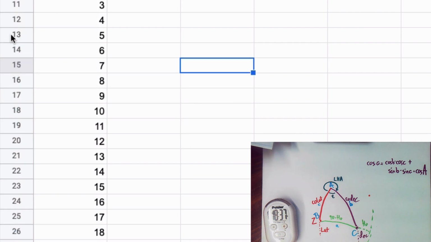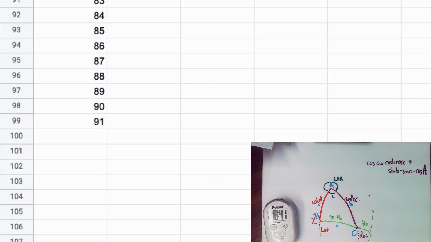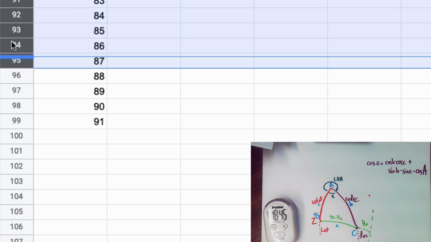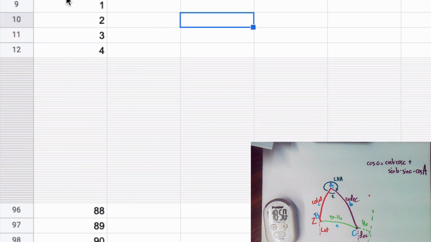Because that's kind of a pain to drag all that way, just for cosmetic purposes, I'm going to hide most of this spreadsheet by collapsing it down. This is going to allow me to do fill down commands. When you do fill down, you click and you drag. So this will allow me to do fill down, but I can see the full spreadsheet right here.